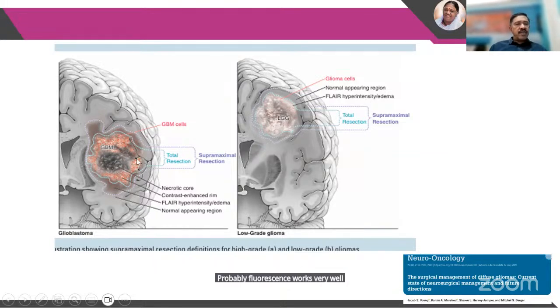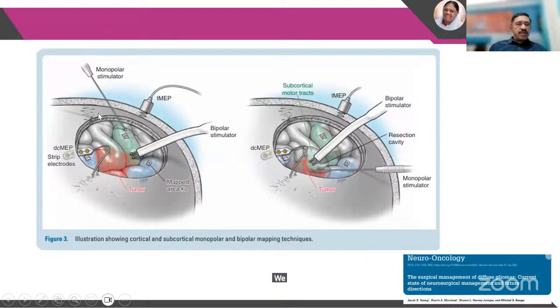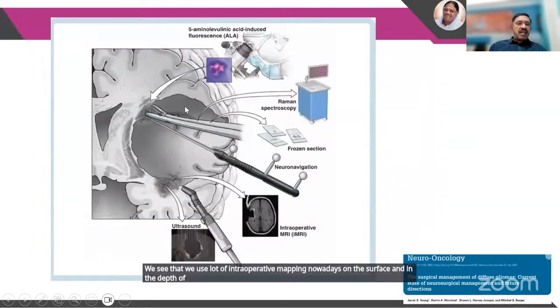And this would be a very good guide in these kind of tumors. So whether it's low or high, we see that we use a lot of intraoperative mapping nowadays on the surface and in the depth of the lesion. And we have so many of these adjuncts, starting from fluorescence, Raman spectroscopy, in vivo microscope is now commercially available, not yet in India, but abroad.